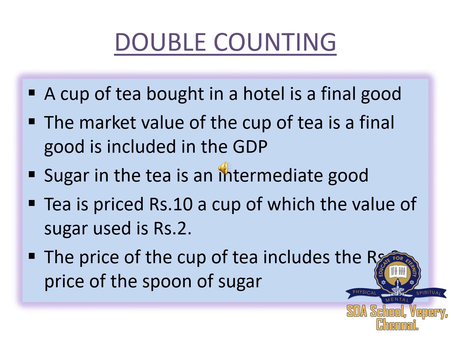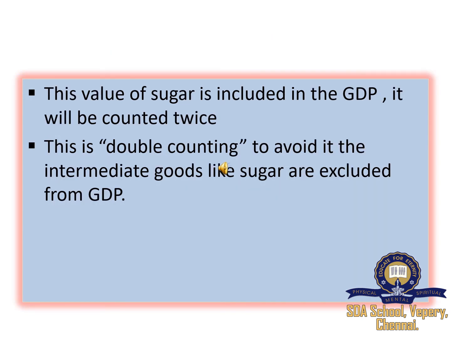If this value of sugar is included in the GDP, it will be counted twice: as a spoon of sugar and again as a part of the cup of tea. This is called double counting. How to avoid this? To avoid double counting, intermediate goods like sugar are excluded from the GDP.